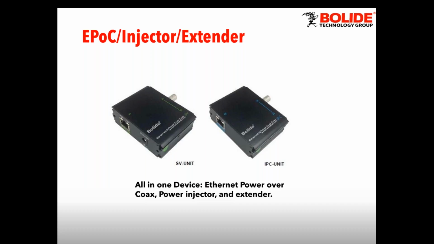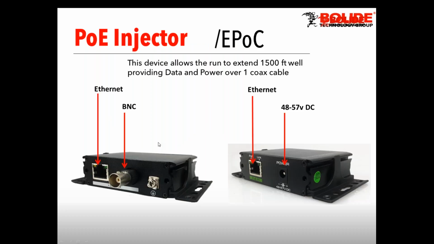But on top of that, it's also an extender. What does that mean? It's going to extend that signal way past the 300 feet if need be. With this device, you can extend a run 1,500 feet as opposed to 1,000 or 300. So 1,500 feet, that's a long run. That's almost three quarters of a mile. This device can come in handy in long runs, big installs, long driveways, parking lots, things like that. You're probably going to need one of these devices.